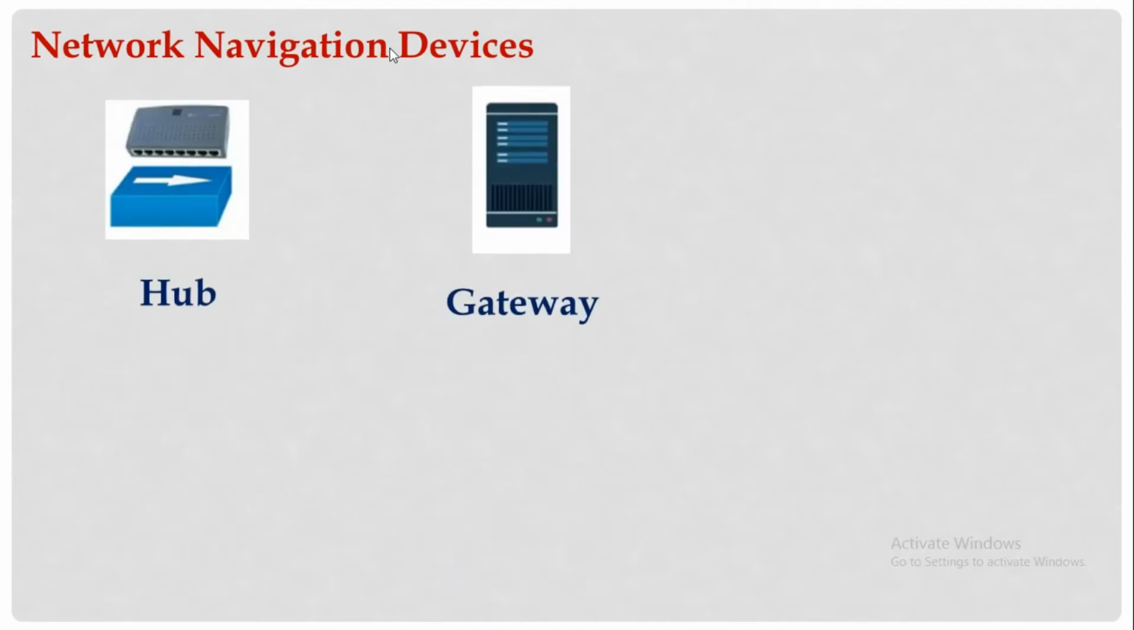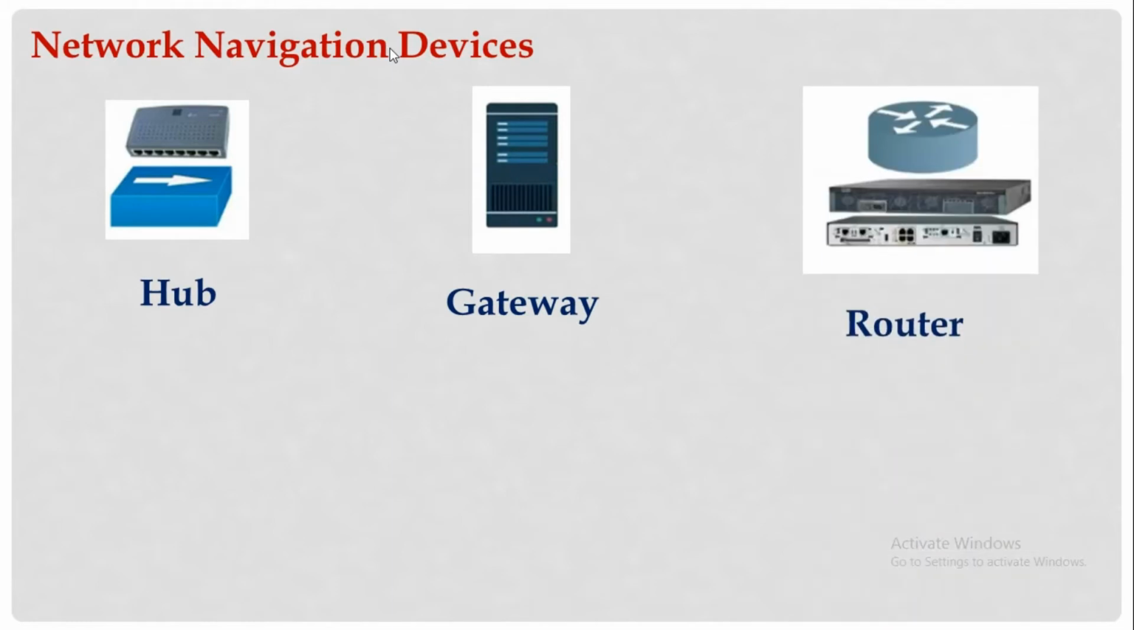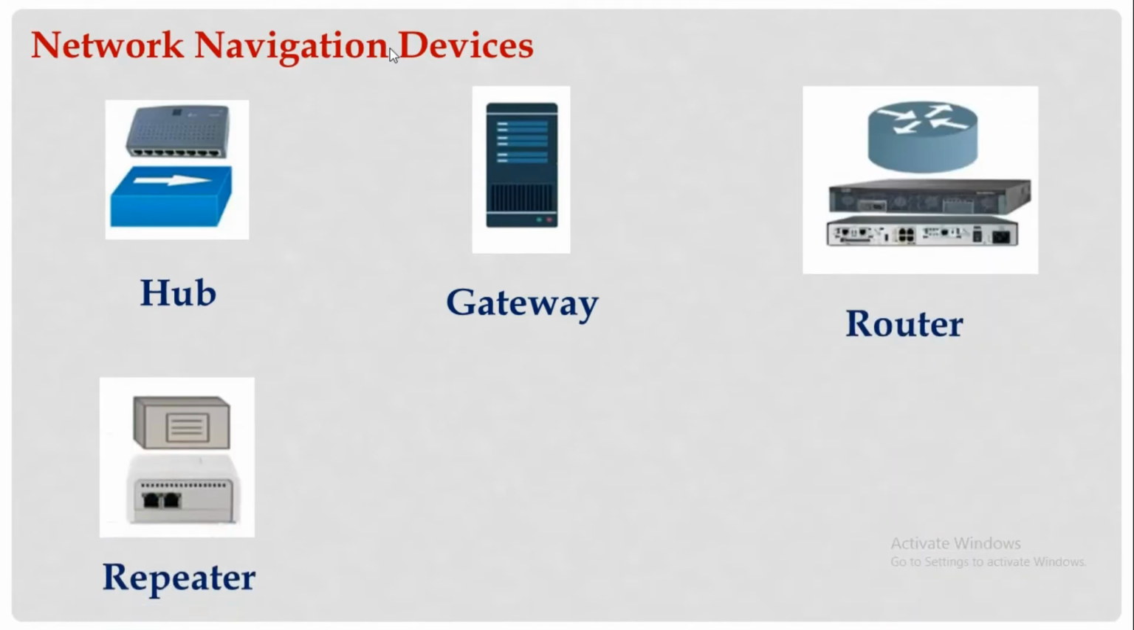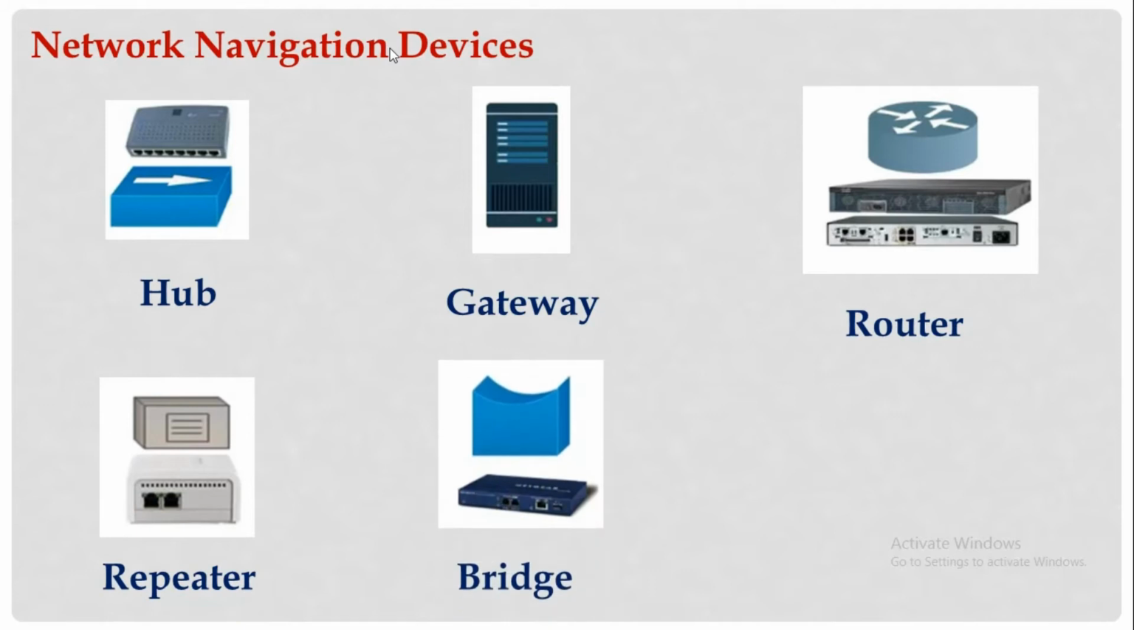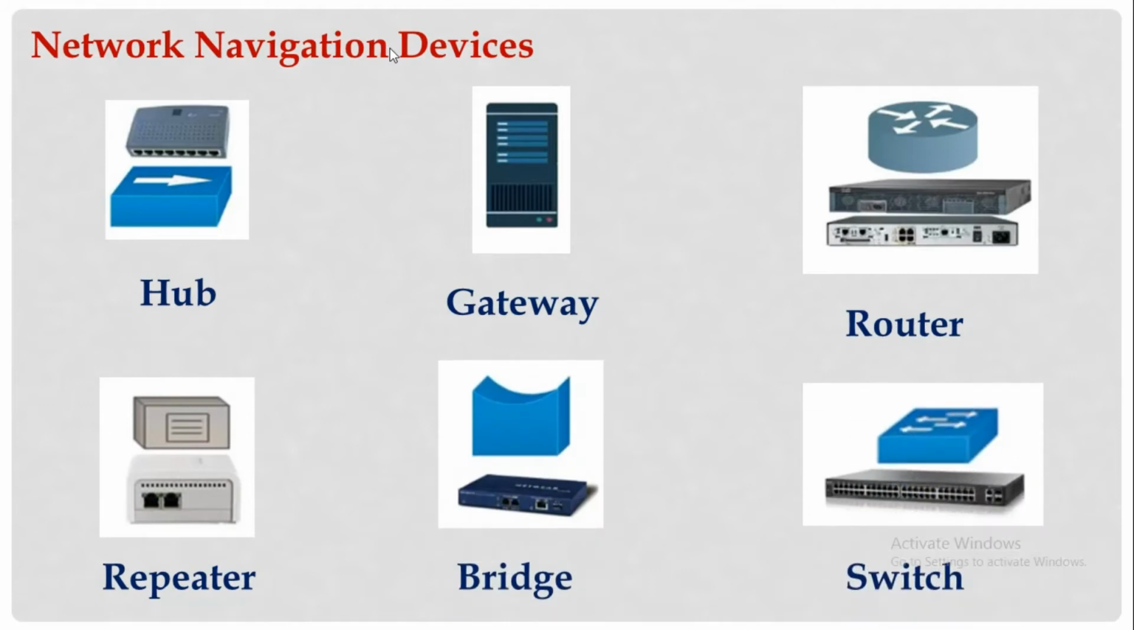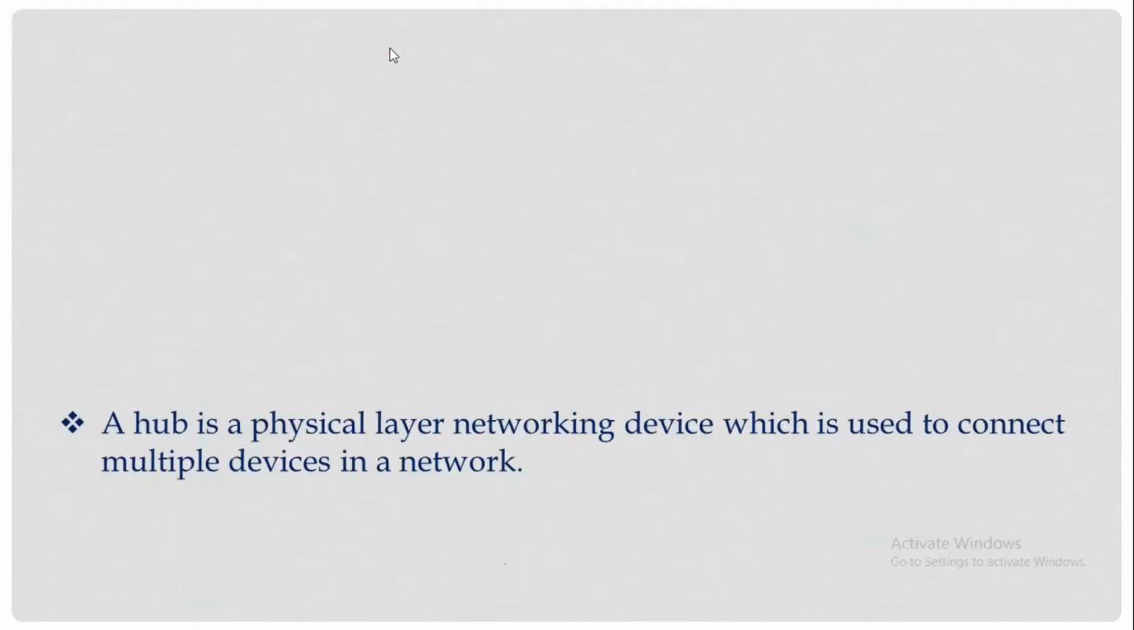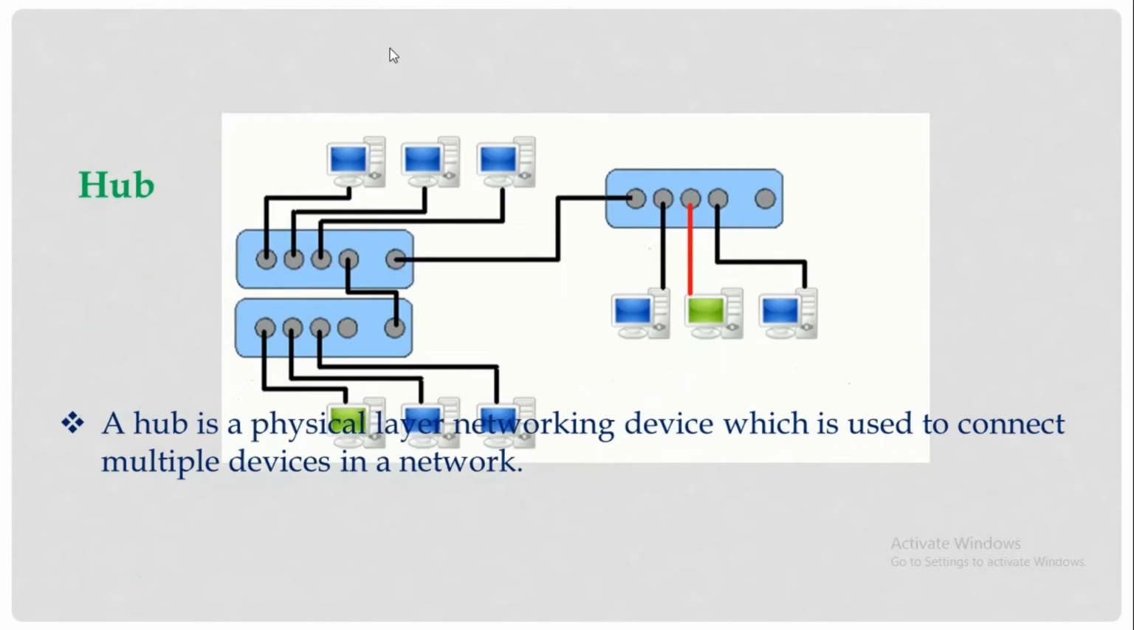There are 6 different types of network navigation devices. The first is hub, the second is gateway, the third is router, the fourth is repeater, the fifth is bridge, and the sixth is switch. These are a few network navigation devices which are connected with the network end device. Let's see the network navigation devices in detail. First, let's take a hub. A hub is a physical layer networking device which is used to connect multiple devices in a network.